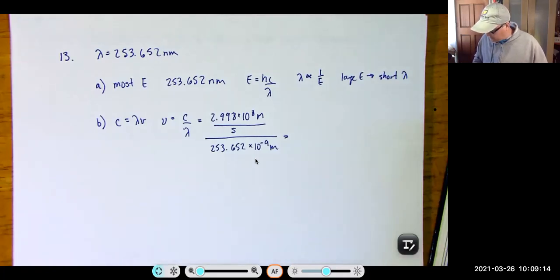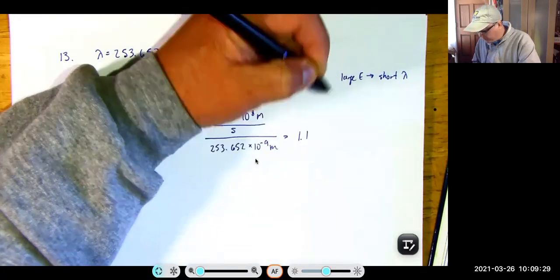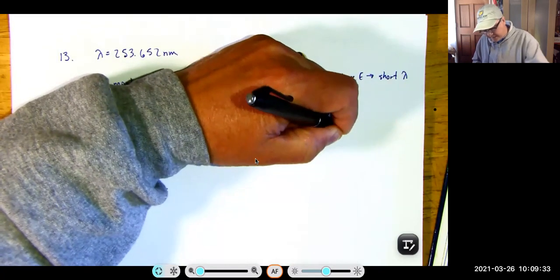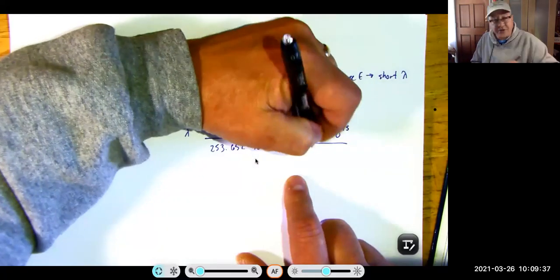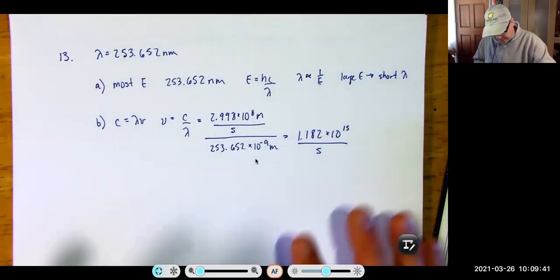2.998 second EE 8 divided by 253.652 second EE -9. And I get 1.182 times 10 to the 15. And the units here are going to be per second is what we would say. Okay. So that's the frequency.